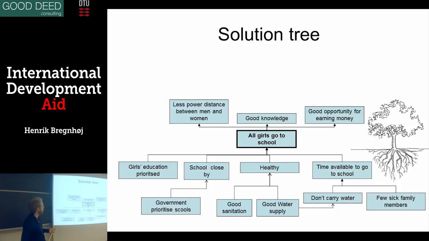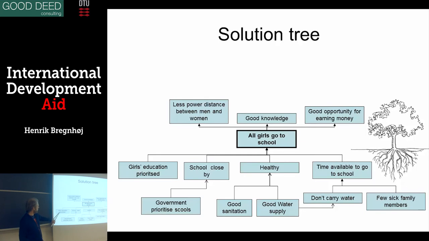Oh, what happened here? All girls go to school. Yeah, that's what we want, isn't it? I mean, our central problem was not enough girls go to school. Now we want to have all girls go to school. That's what we want, okay? So how can we do that? We just shifted this, and we just shifted all the others here.